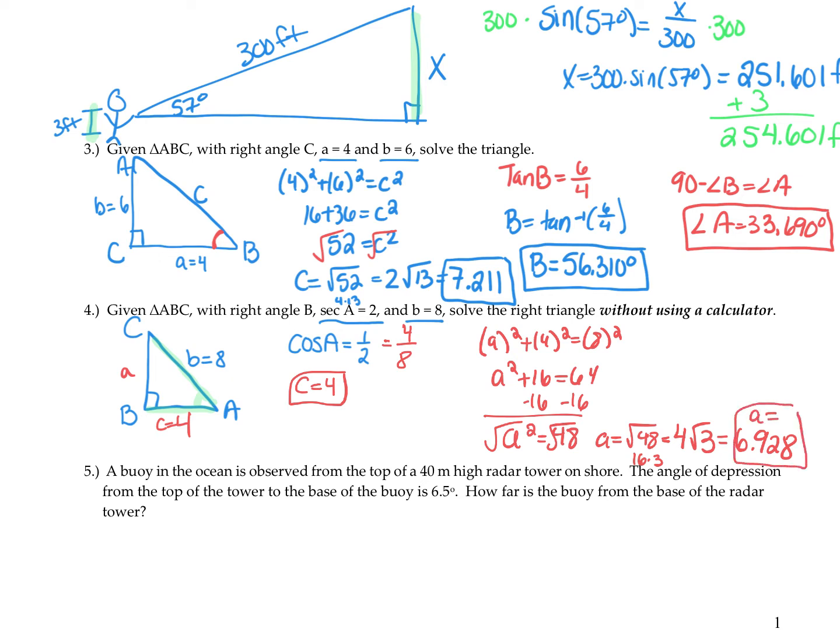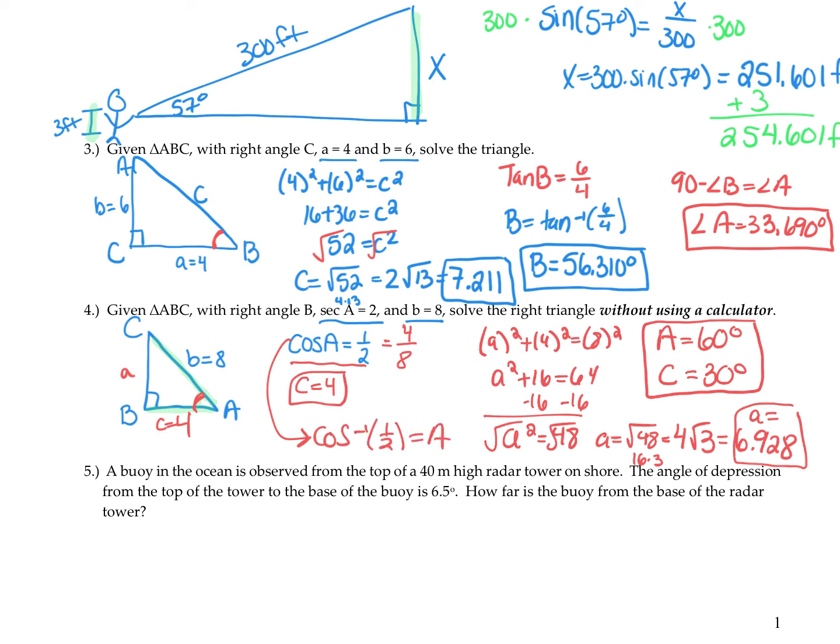The last thing I need to do is find the angles. So there's a couple ways to think about it. If the cosine of angle A is 1/2, if I think about my unit circle, that means A would have to be 60 degrees. And if A is 60 degrees, then I know that angle C must be 30 degrees. And so those would be my 2 angles. We could have also done the cosine inverse of 1/2 equals A, and that would have also gotten us 60 degrees.